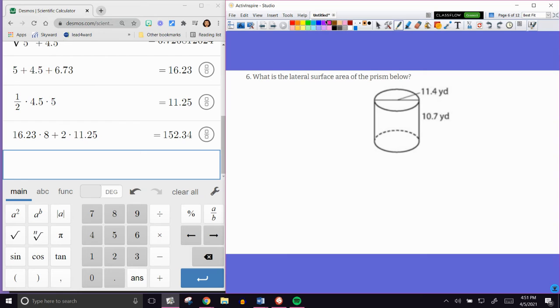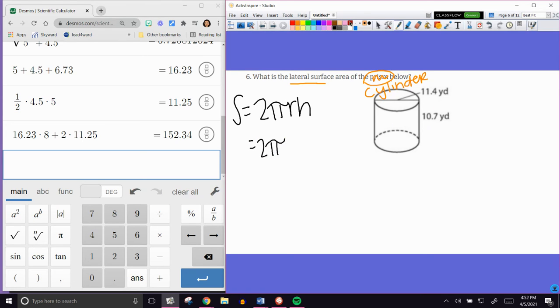Number 6, I'm looking for the lateral surface area, and it says of the prism below, this is a cylinder. We know that. I don't pay attention when I make reviews clearly. So lateral, my shape is a cylinder. That tells me S equals 2 pi RH.